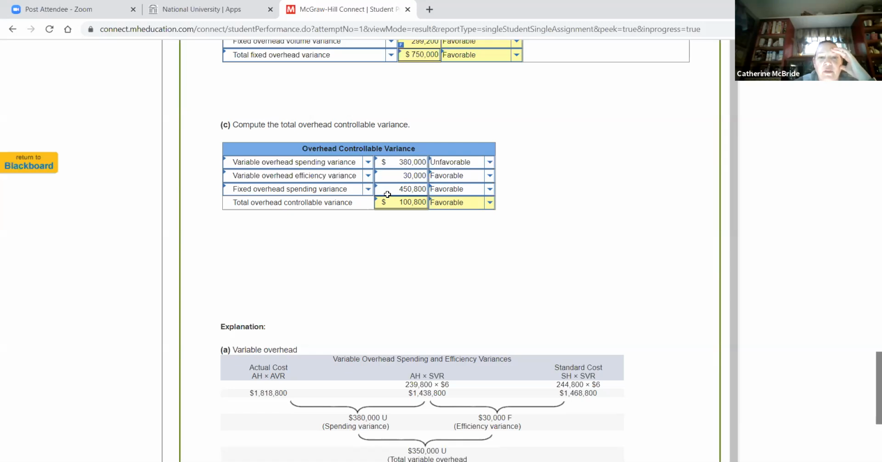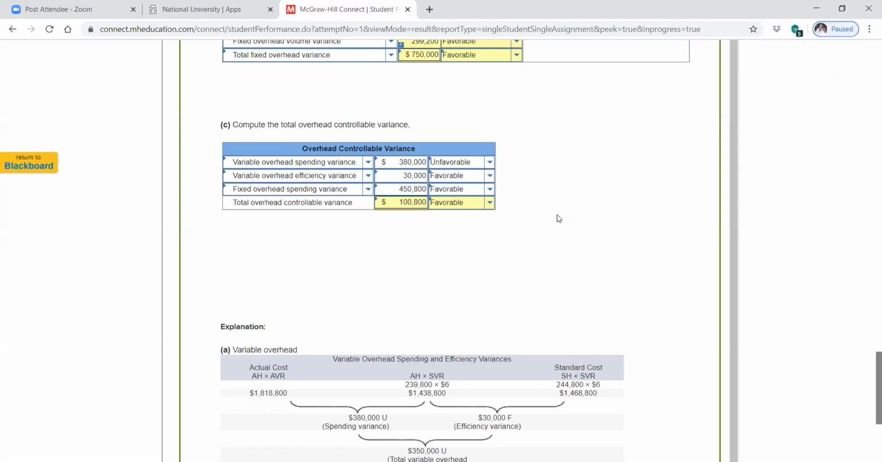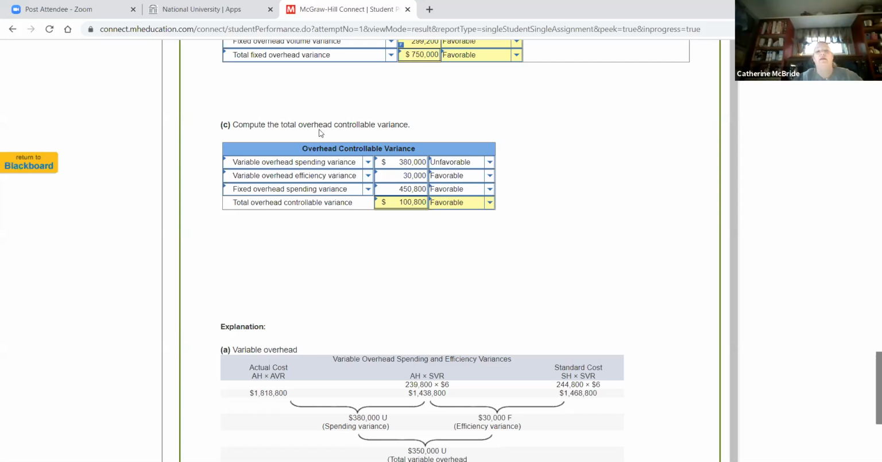First of all, 450,800 is the spending variance. You're doing the variable overhead spending, the variable overhead efficiency, and the fixed overhead spending. Okay, why would I put the efficiency in there? Because you're doing the total overhead.